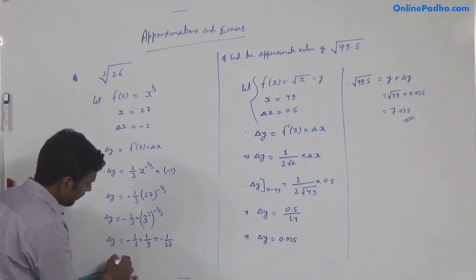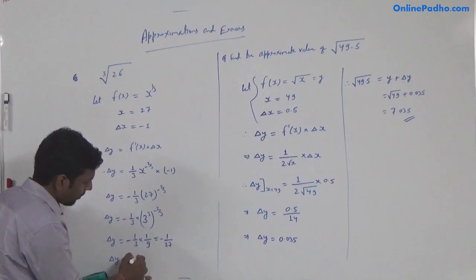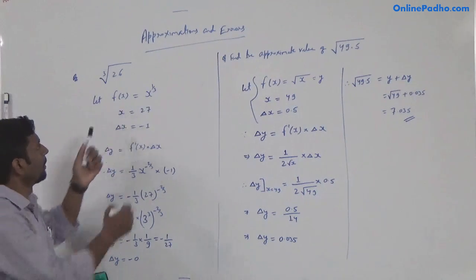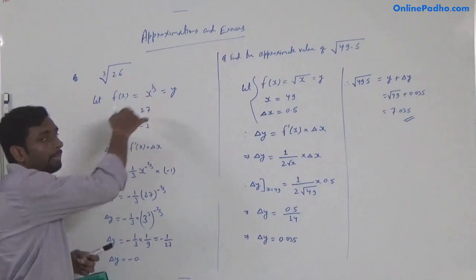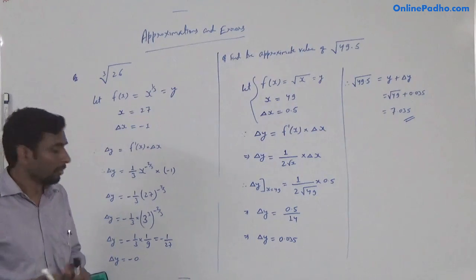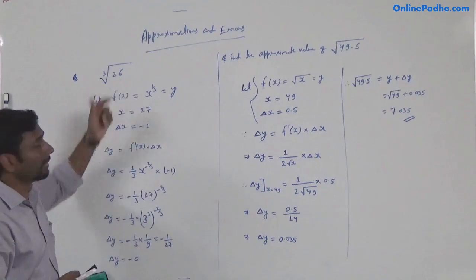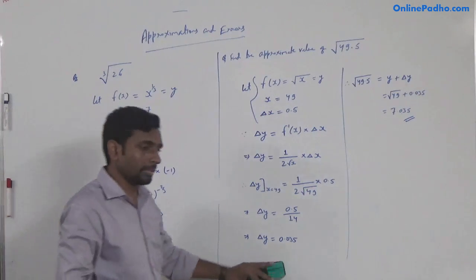So in decimal we can write delta y is minus 0 point something, and then we can find y plus delta y. What do you mean by y? Y is 27 to the power 1 by 3, that is 3. So you need to subtract this value from 3. You will get the cube root of 26, right?